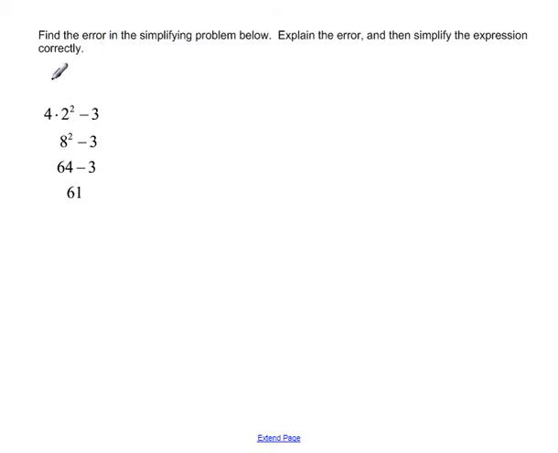So let's think about this problem. We know that we've got to be thinking about order of operations. Chances are when there's mistakes, they're either with an operation sign or with following the order of operations themselves. So let's come over here and just jot down the order of operations to help guide us through this problem. So we have 4 times 2 squared minus 3.